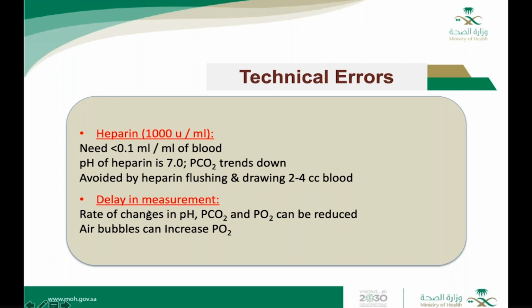And also delay in measurement. The values of pH, CO2, and PO2 could change if the measurement is delayed. Also, air bubbles in the blood sample before feeding the machine could increase the PO2 and reduce the amount of CO2 or PCO2, and these results might affect your management. Also, pay attention to delay in feeding the syringe to the ABG machine.